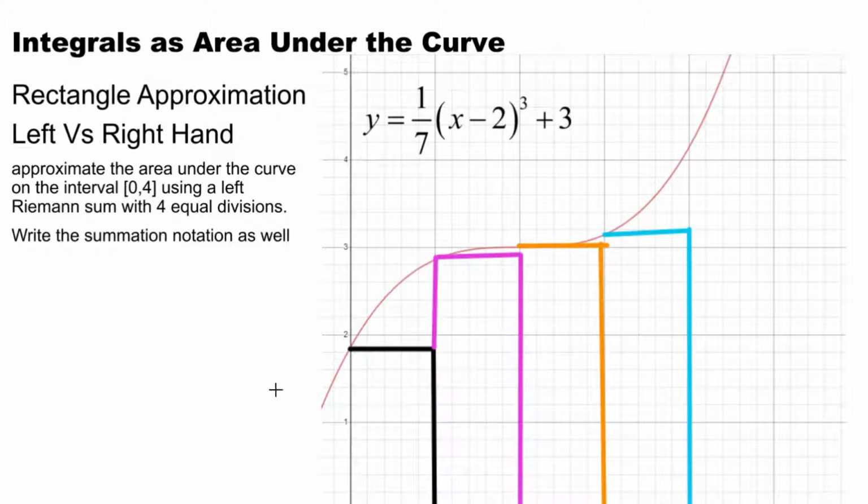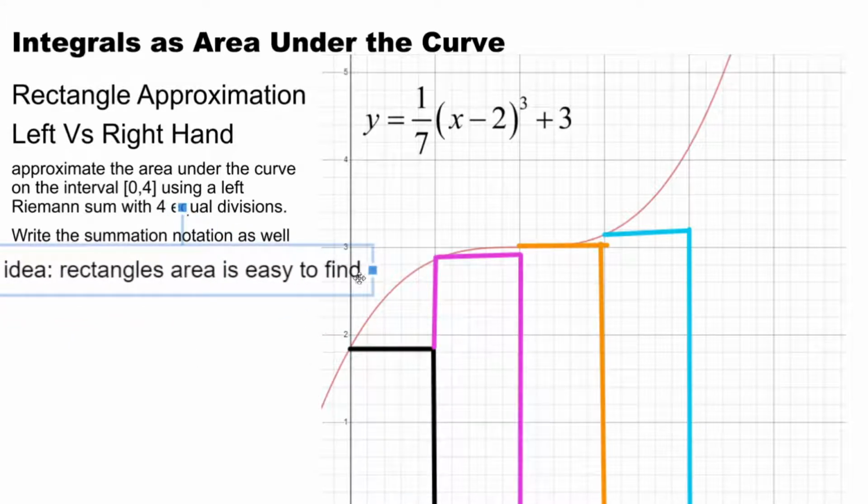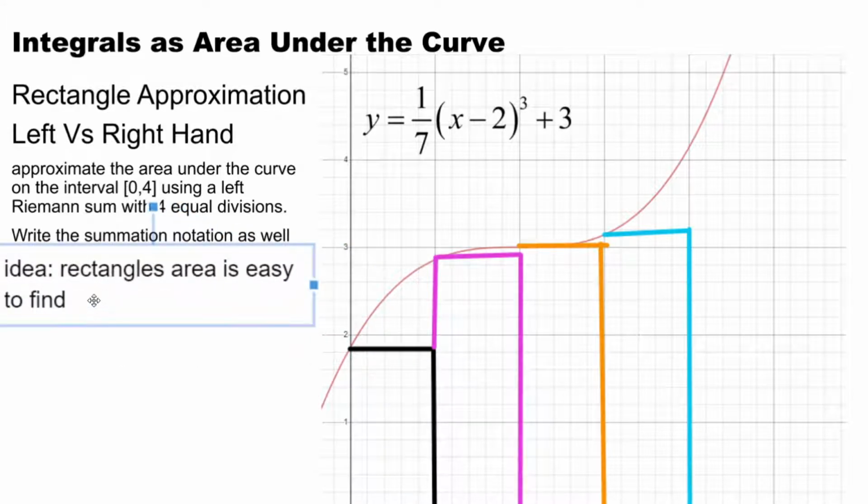So the reason why we're breaking it down into rectangles is because it's easy to find the area of rectangles. So the idea is that a rectangle's area is easy to find. And when you're looking at the area of a rectangle, the main thing that you're doing is the area equals base times height. That's the two things that we're dealing with. Now, if you're looking at that, the base of this is 1. The base of this is 1. The base of this is 1. The base of this is 1.